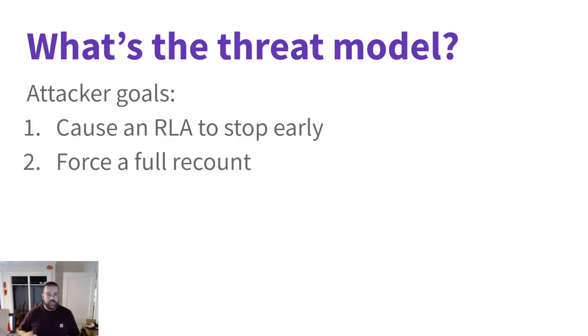A minor goal is to just force a full recount every time. And you can imagine that if election officials are faced with this choice of doing this complicated RLA process and every time it winds up in a full hand count, maybe they're going to think, what's the point of this? We should just not even bother. So that's a minor secondary goal. And I go into a lot more detail in the paper, and it turns out that the second goal is easier to achieve than the first goal.